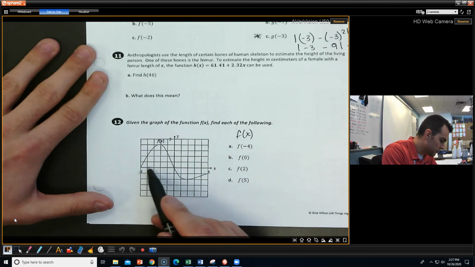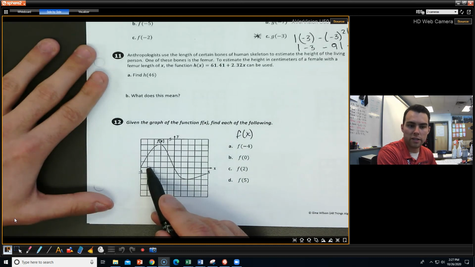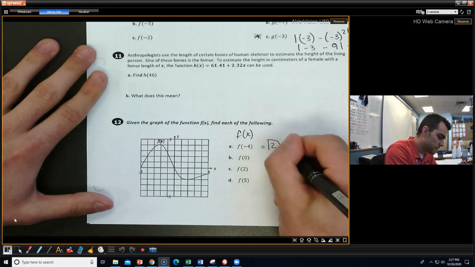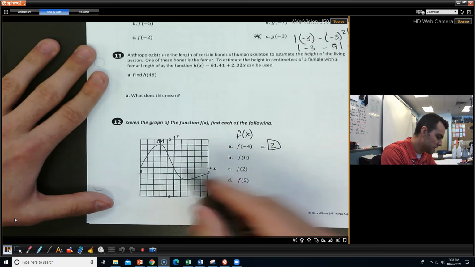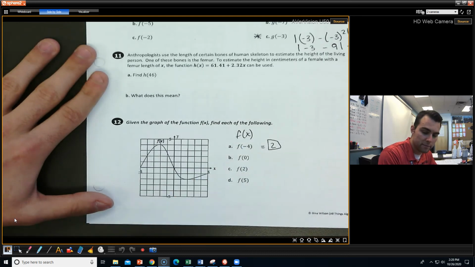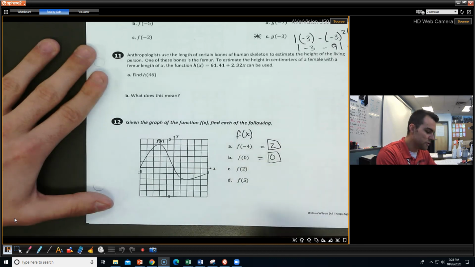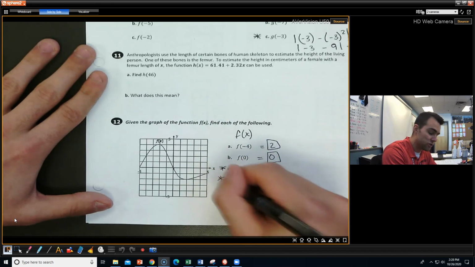1, 2, 3, 4. That's negative 4. And then what's the y value there that my graph crosses? Oh, that's a positive 2. That's it. Okay? That's all you have to do. Same thing, f of 0. Start here. What's my y value there? Hey, that's also 0. Okay? I want you guys to try it for C and D and see what you come up with.